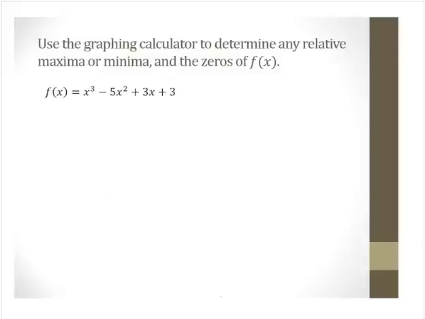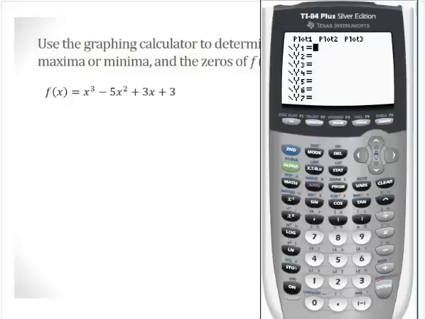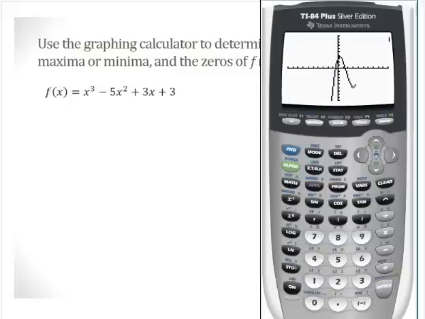Finally, let's use a graphing calculator to determine any relative maxima or minima and the zeros of f of x. We'll talk about what the zeros mean momentarily. We know what the maxima and minima mean. So let's bring up our graphing calculator, and let me clear out my old function and put in my new function, x to the third minus 5x to the second plus 3x plus 3. I'm just going to graph that in the standard window, and I get this graph.